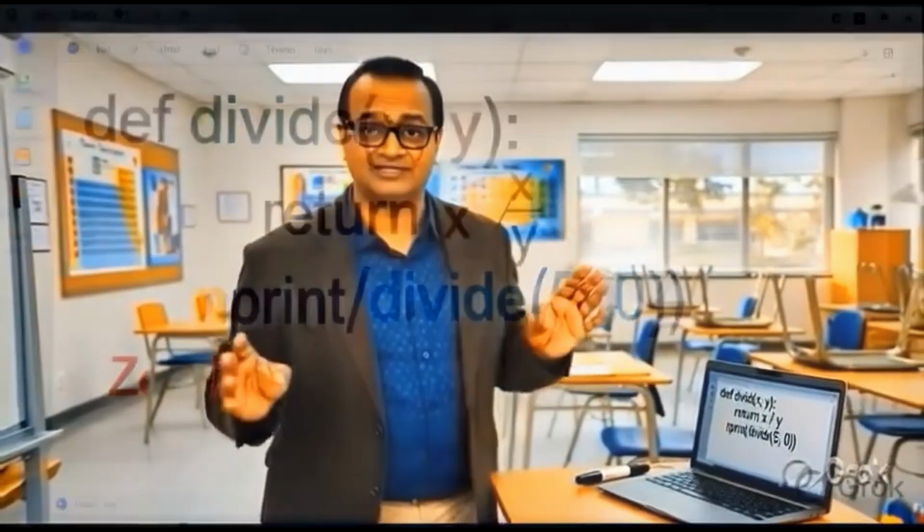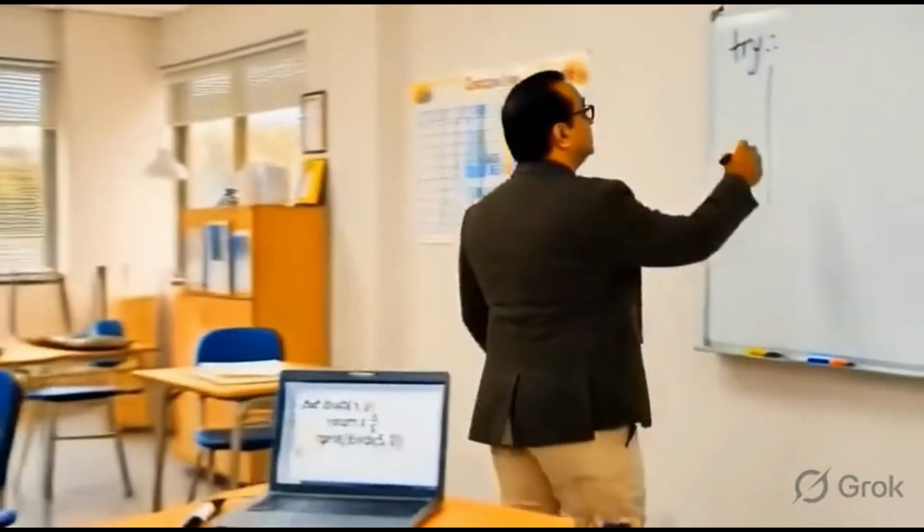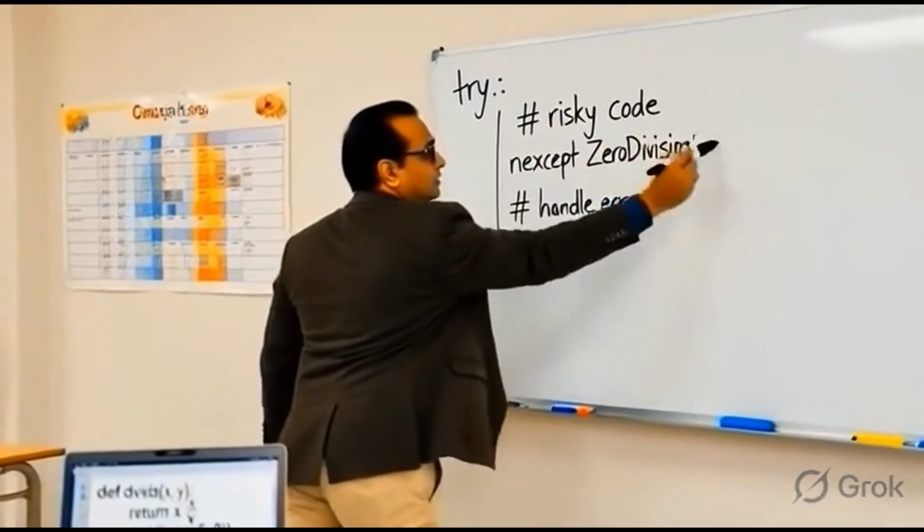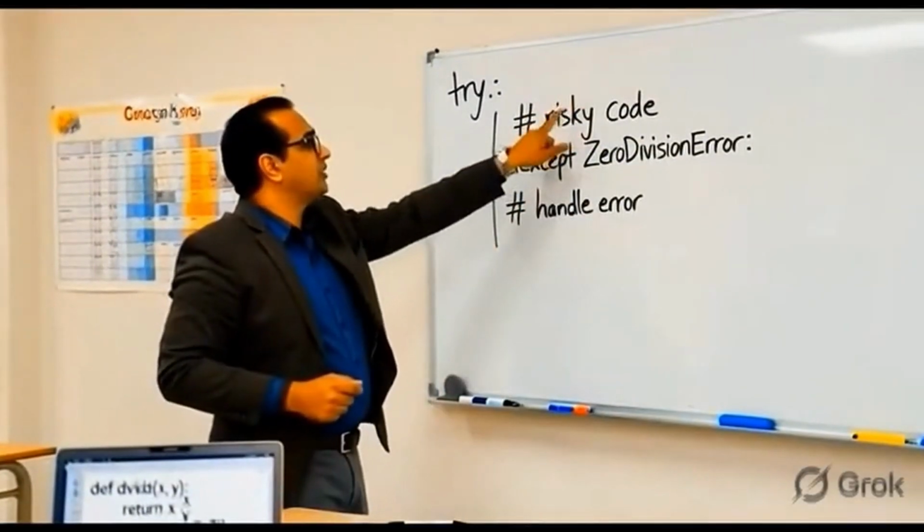Sometimes programs produce errors. For example, dividing a number by 0. To handle errors, Python provides exception handling. We use try and except blocks to manage errors.